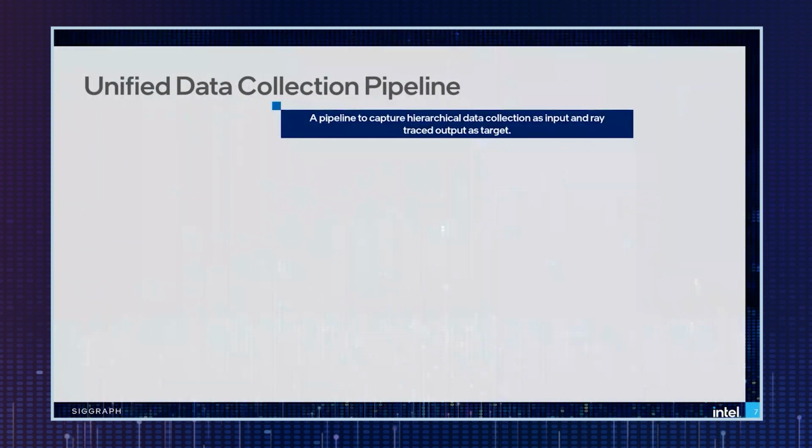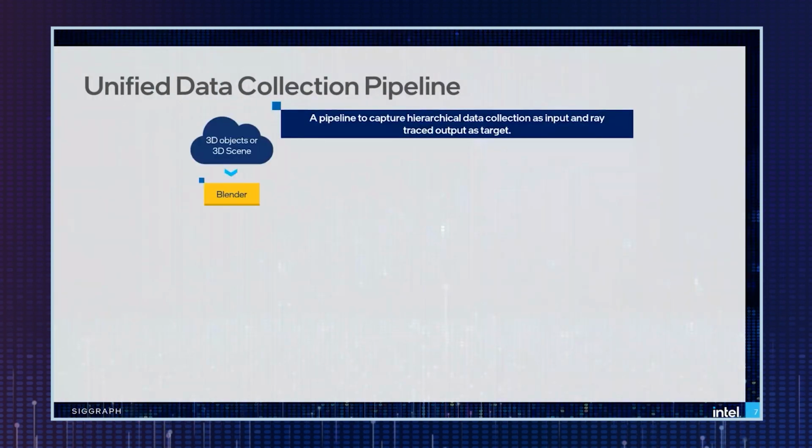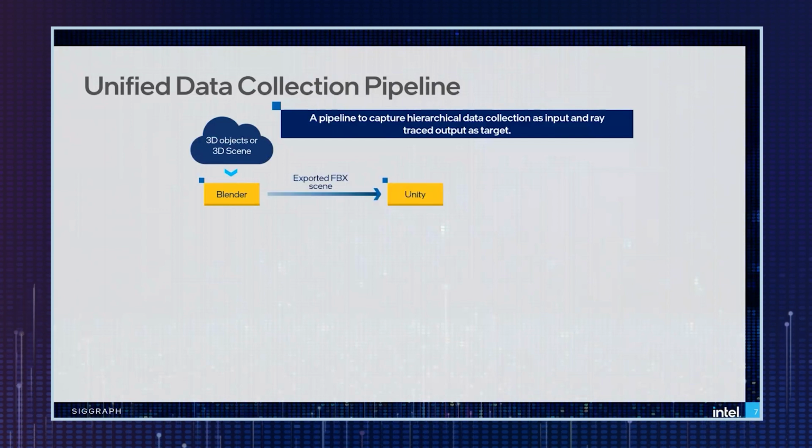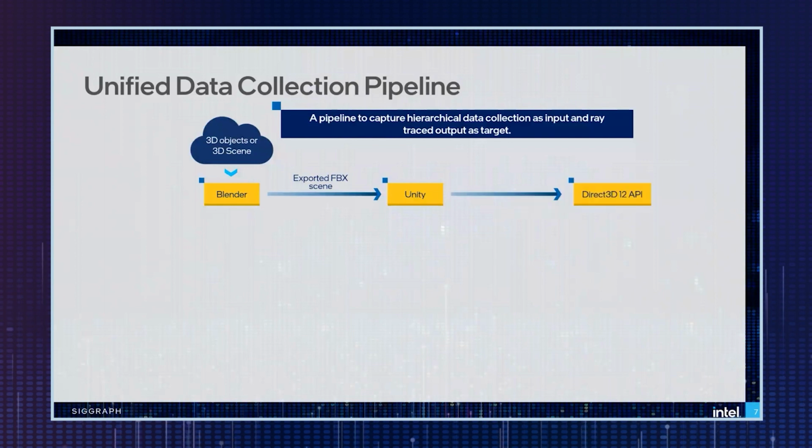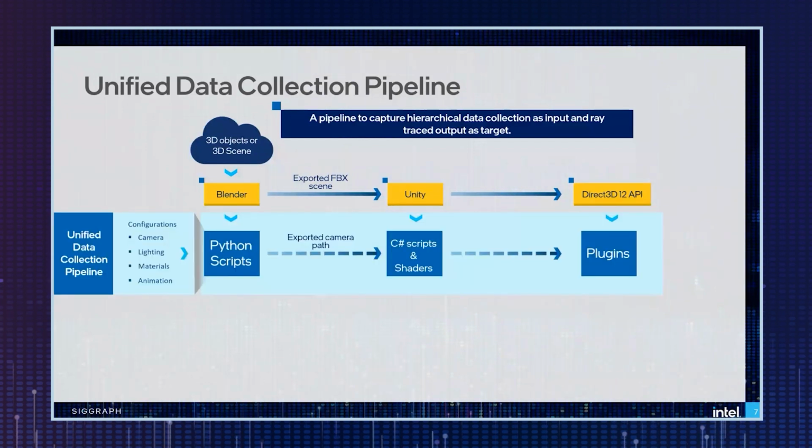So let me go into the data collection pipeline that we have built. If you take a typical flow today, in Blender, the 3D artist develops the 3D model, and this can be exported as an FBX scene in one of the use cases, and we can bring that to Unity. And from Unity, when it goes to the GPU, it can go to a DirectX 12 API or some other APIs. What we have done is create a unified data collection pipeline where we can intercept every stage of this pipeline and extract the data from the rendering.